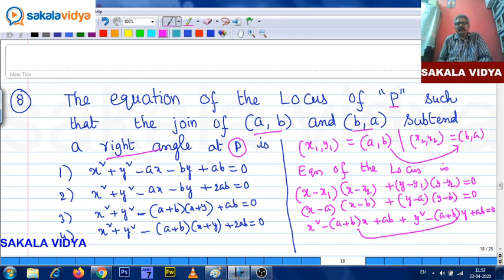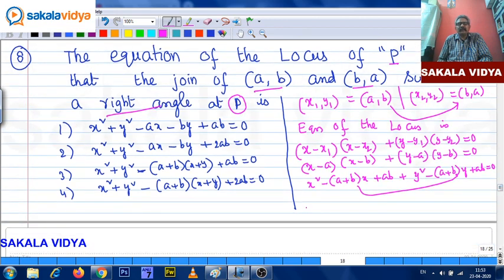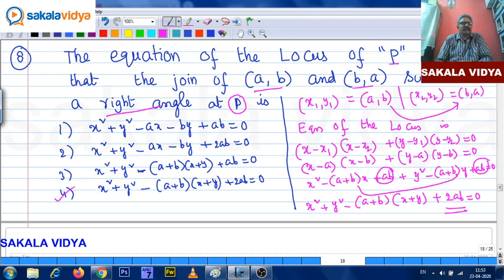From these two take minus (a plus b) common. So, we get x square plus y square minus (a plus b) into (x plus y), and ab plus ab is plus 2ab, equals to 0. This is the required equation of the locus. So, that means the fourth option is the right option. Yes, the diameter formula, ends of the diameter, that formula has been applied here.